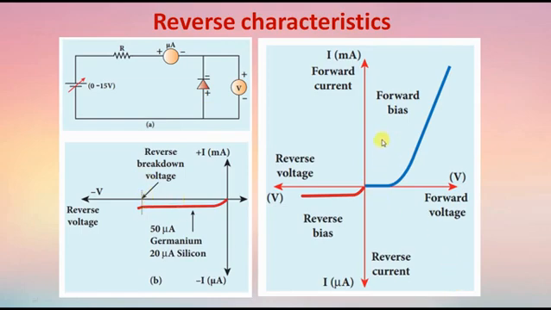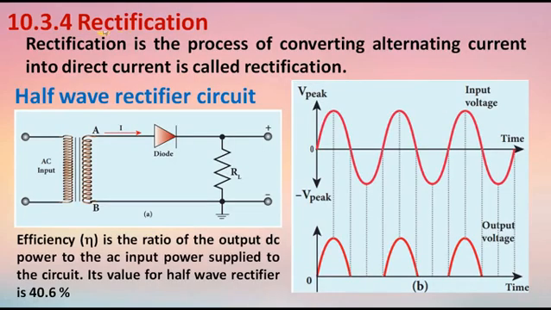So here is another graph, a combined graph for the forward characteristics and the reverse characteristics of the PN junction diode. Thank you.